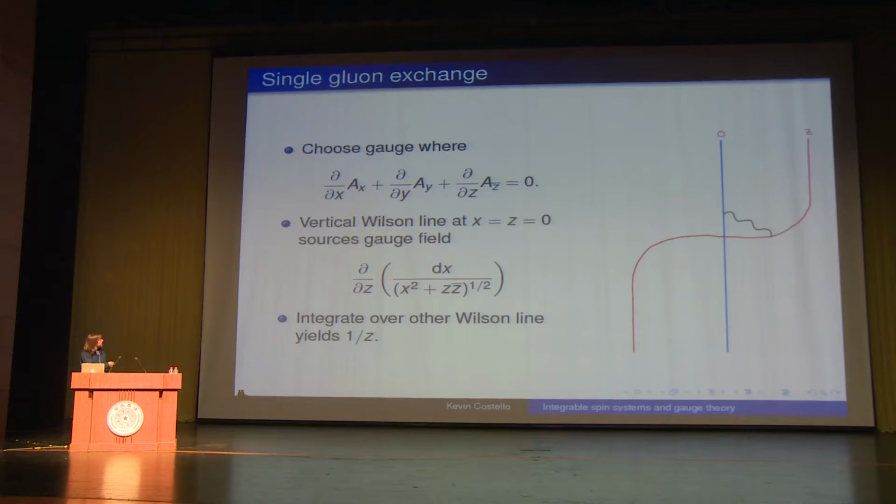Now, if you integrate this gauge field over this curved Wilson line, because this gauge field has a dx in it, it will be 0 when I restrict it to the vertical components. So the integral only gets contributions from the horizontal components. And if you calculate the integral, you find, up to factors of 2 and pi, it's 1 over z. So this is why the exchange of a single gluon leads to the Casimir times 1 over the distance.